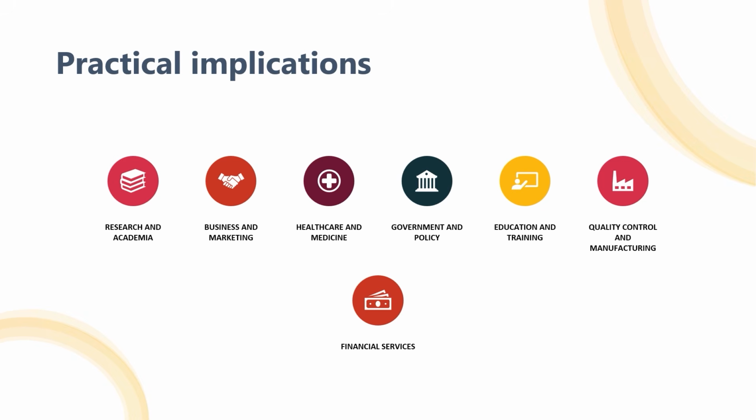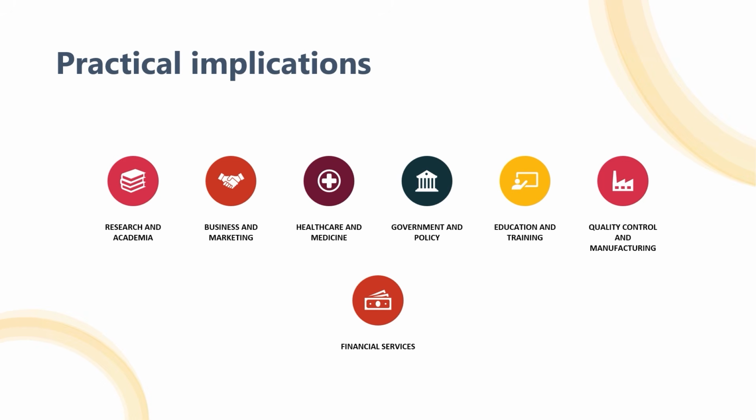The third is healthcare and medicine. In healthcare and medicine, SPSS is used to analyze clinical trial data, patient outcomes, and epidemiological studies. Researchers and healthcare professionals use SPSS to identify risk factors, evaluate treatment effectiveness, and improve healthcare practices. The fourth area that we see is government and policy.